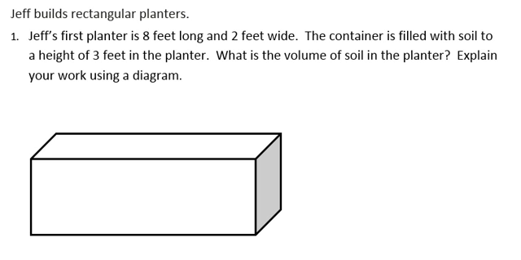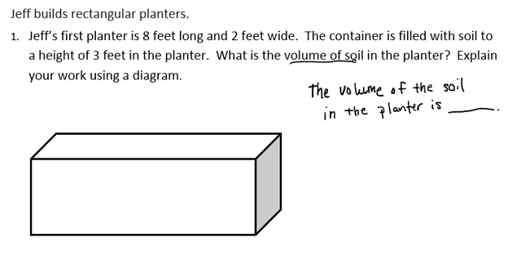The first thing I'm going to do is write a sentence with my answer statement. So the question is, what is the volume of the soil in the planter? So I'll say, the volume of the soil in the planter is blank. Now if I go back to the question, it says that the container is 8 feet long, so I'm going to mark that on my diagram. So it's 8 feet long and it's 2 feet wide.